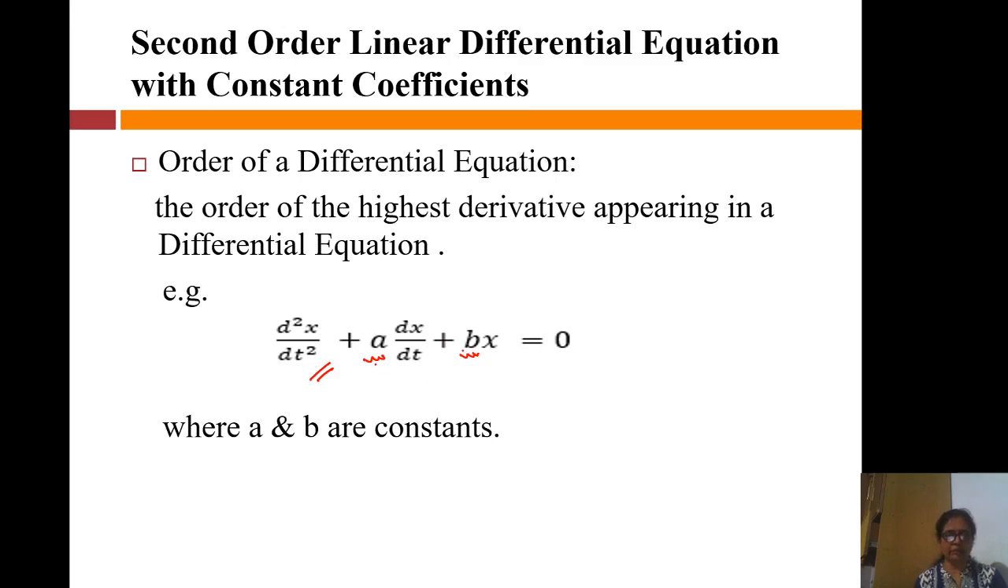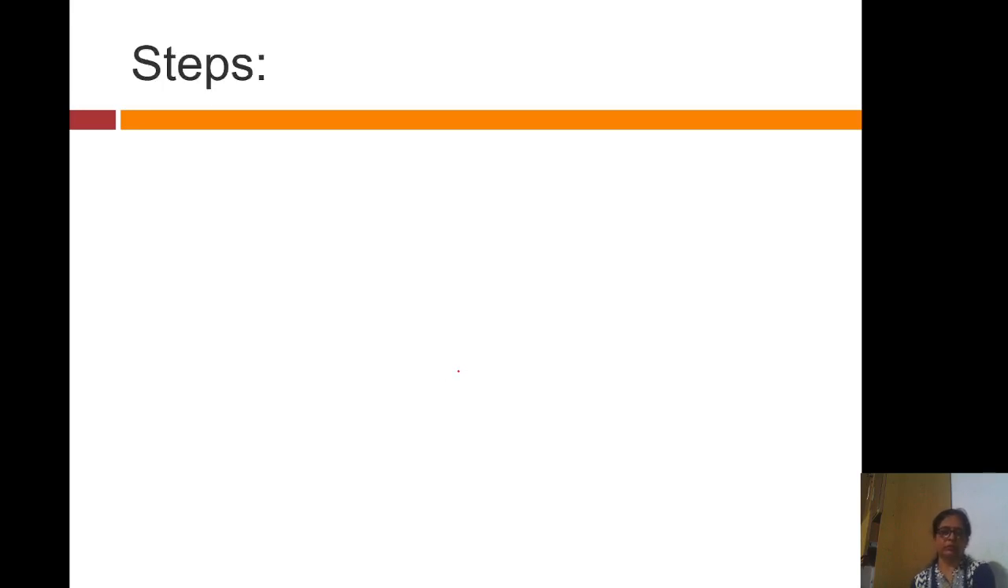Instead of a and b, suppose the coefficient is a variable t, then we call this equation a second order differential equation with variable coefficient. Here we solve the second order differential equation with constant coefficient by matrix method. These are the important steps for solving the problems.